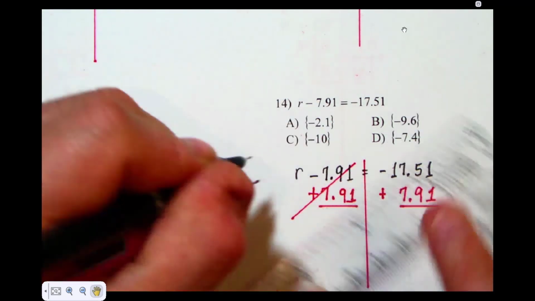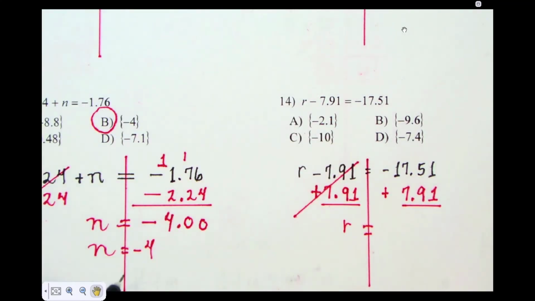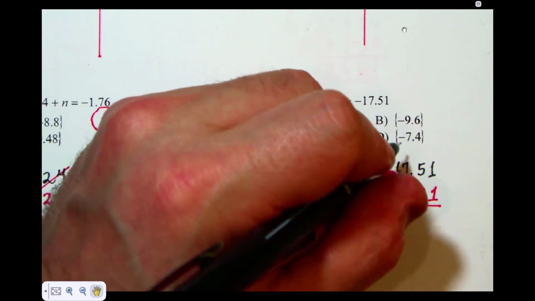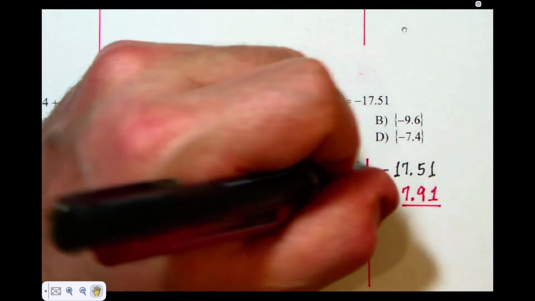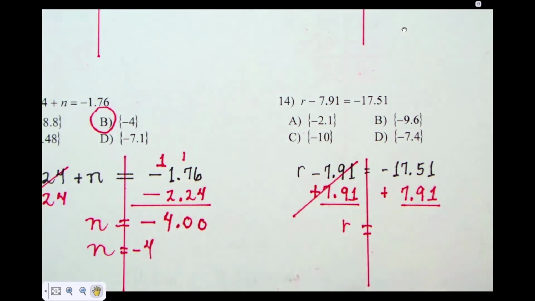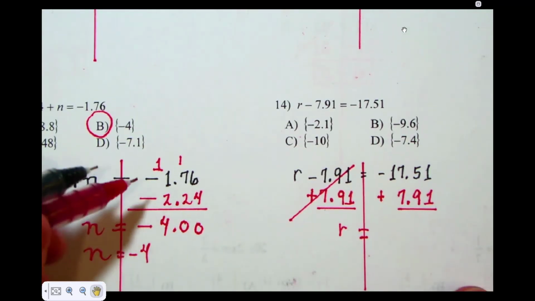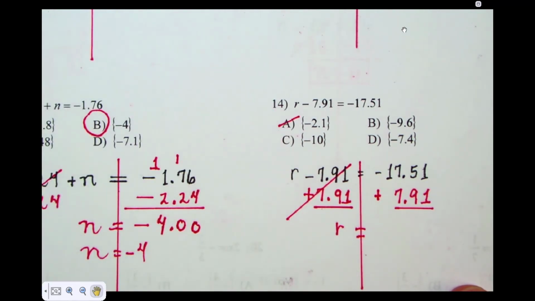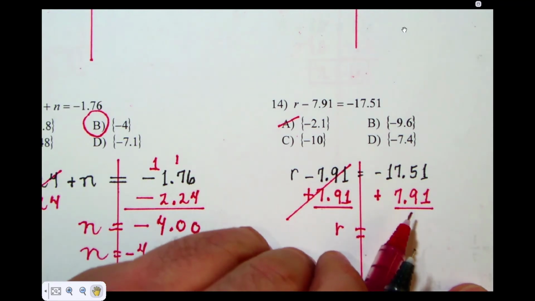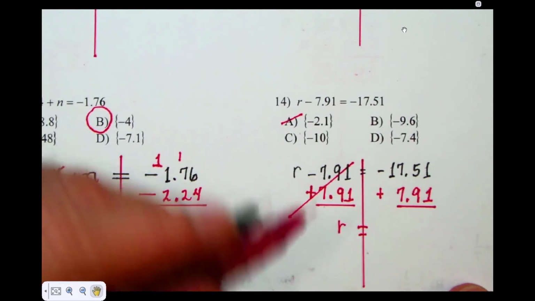Now cancel out, and R equals. Well, we're in the same boat here. We have negative 17.51 plus 7.91. Well, the negative number has a bigger absolute magnitude, so the answer will still be negative. Unfortunately, all of those answers are negative. But here's one answer you can get rid of. You're only taking away 7.9 from 17. So it can't be negative 2. All right.